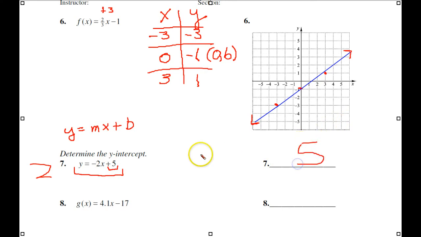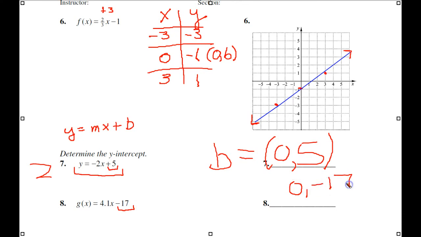Now this is one way to write it. You can say b equals 5. But the true formal way to write it is to put that 0 in there and give it as an ordered pair. Remember, when it's 0, b, that is your y-intercept. And your y-intercept for 8, again, it's in function form, is going to be a negative 17. So 0, negative 17, and that's an ordered pair. That's your y-intercept.